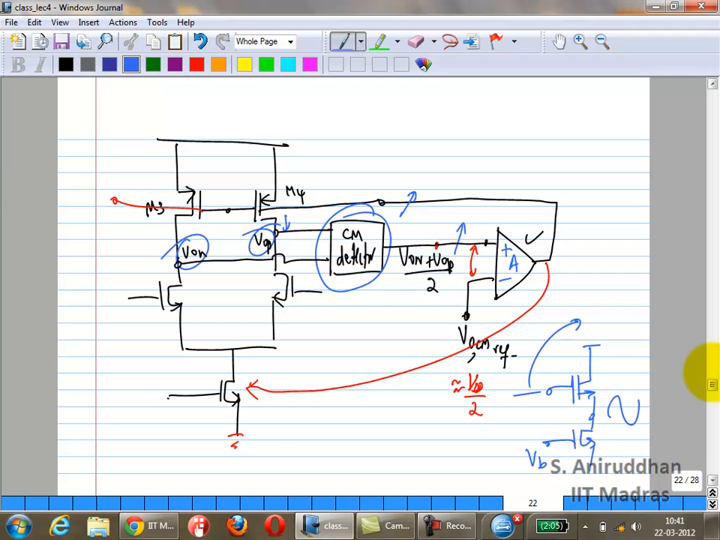So let's go back. What do you want to generate here? You want to generate VON plus VOP by 2. Okay? How else can you generate it? Can somebody think of some ways? Capacitor. You are trying to stabilize the common mode, right? Including DC. Putting two identical capacitors, yeah, but you definitely don't want to do that because it's going to, first of all, load the differential gain. Okay, so don't even think of capacitors, something else.